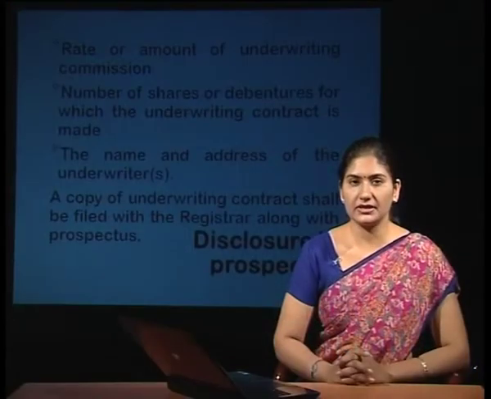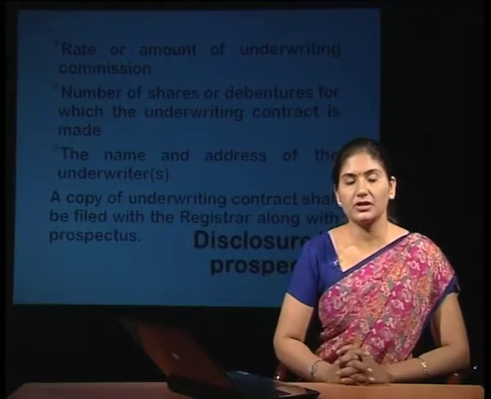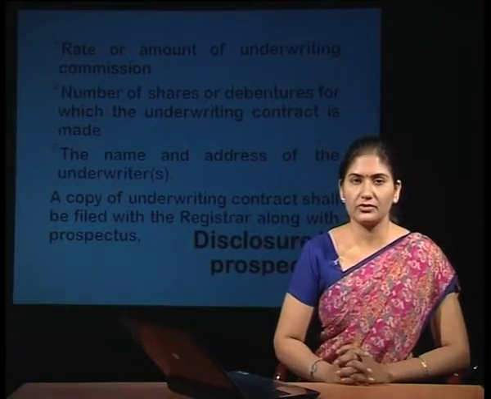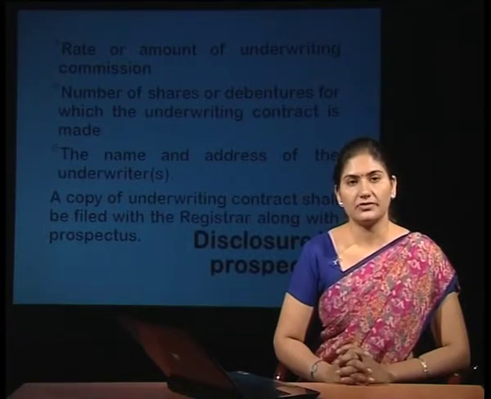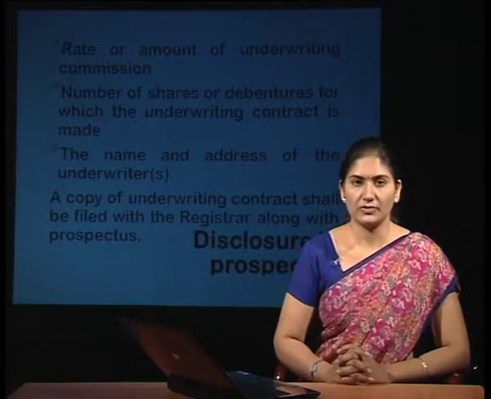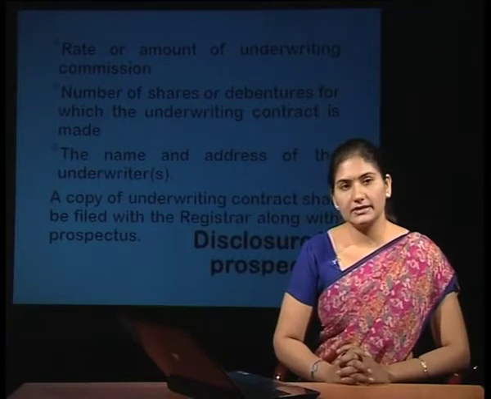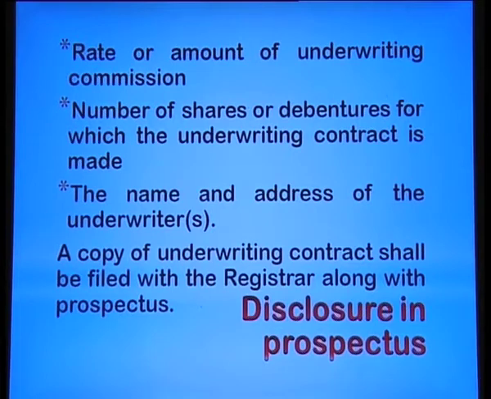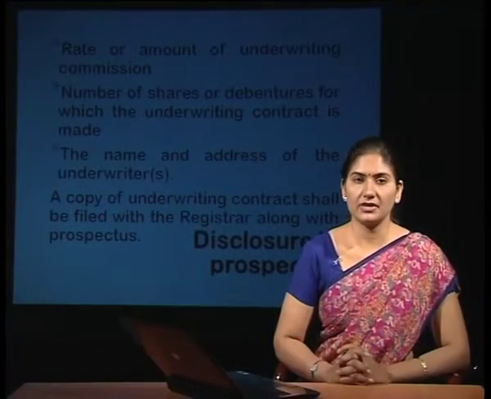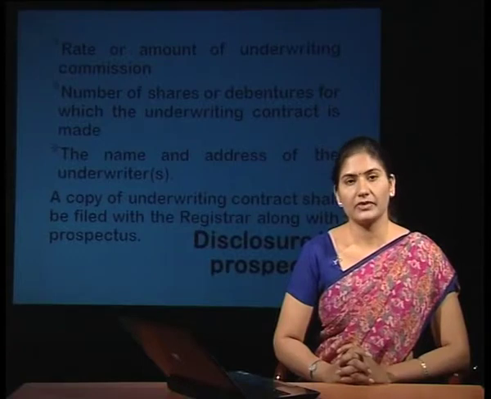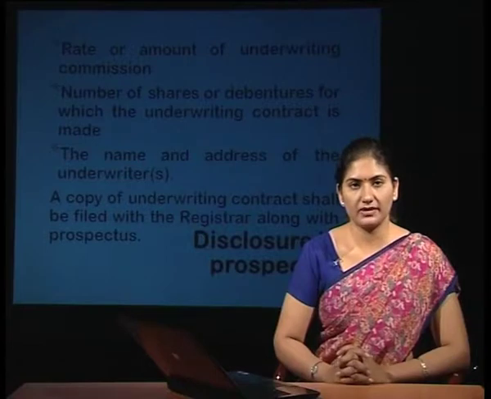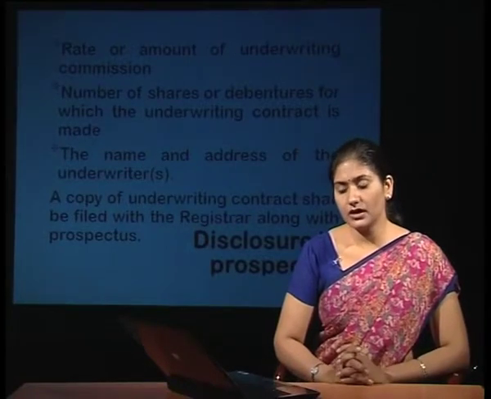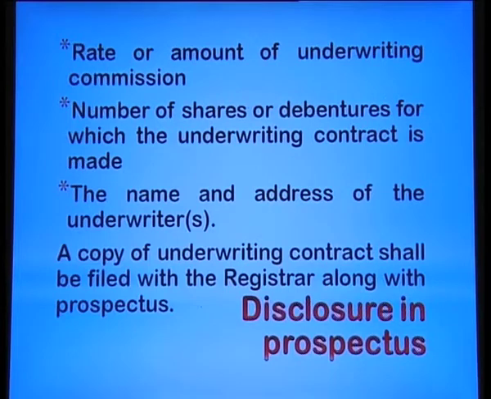It's not necessary that there could be only one underwriter for the whole of the public issue. There could be many underwriters. So, an explanation of the amount of shares that they agree to underwrite should be given in the prospectus. Then is the name and address of the underwriters or underwriter. So, as many underwriters are available for the underwriting contract, their details regarding names and addresses should be provided by the company. A copy of the underwriting contract shall be filed with the registrar along with the prospectus.